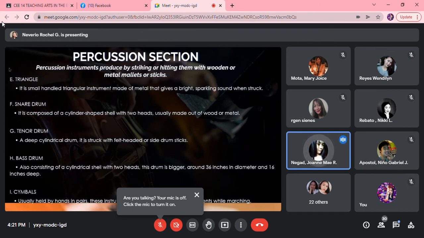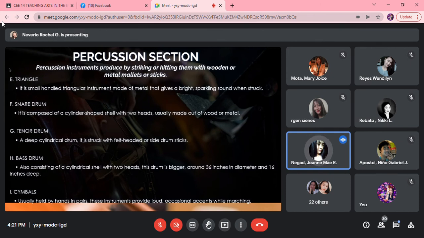Next is bass drum, also consisting of a cylindrical shell with two heads. This drum is bigger, around 36 inches in diameter and 16 inches deep. So, ang bass drum nakikita natin po sa banda, yung malaki, siya yung pinakamalaki sa lahat ng mga drum na nandoon. So, 36 inches in diameter, siya yung pinakamalaki sa lahat ng mga drums.